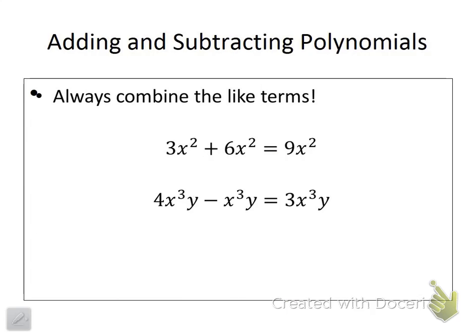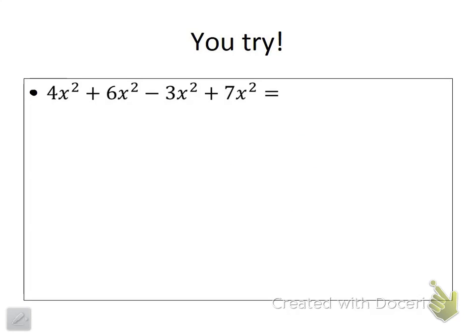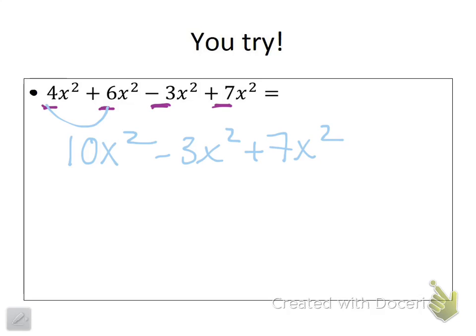Okay, so we're going to combine our like terms. Like what we were doing before, the 3 plus the 6 gave us the 9. So we're combining the coefficients in the front. Okay, 4 minus 1, because there's a 1 in front of that, gave us this 3x cubed y. Okay, so we got a 4, a 6, a negative 3, and a 7. Since they all have x squareds, we can combine them all, because they're all like terms. So 4 plus 6 is going to give me 10x squared. Okay, 10 minus 3 is positive 7x squared.